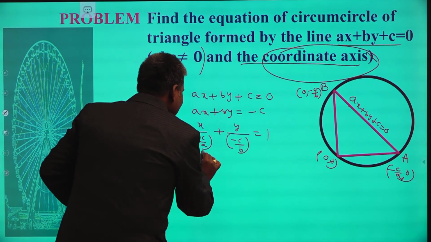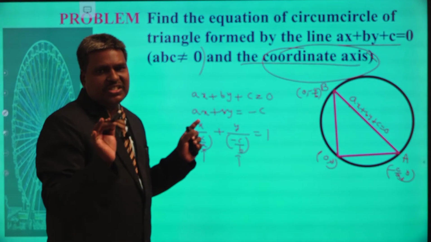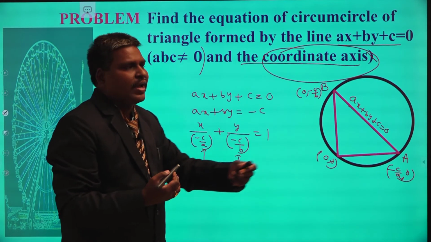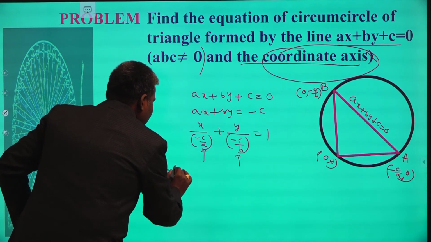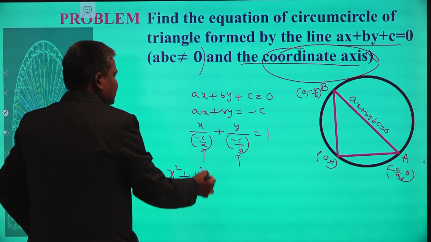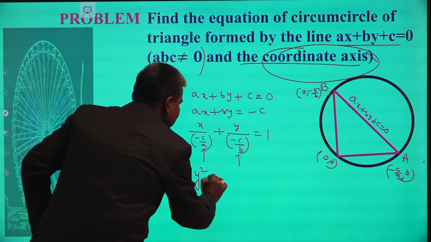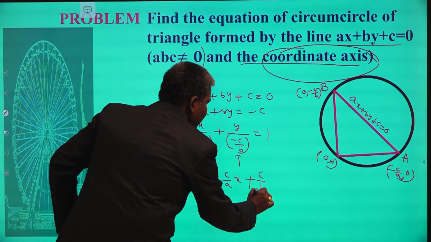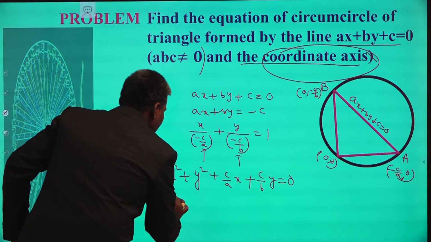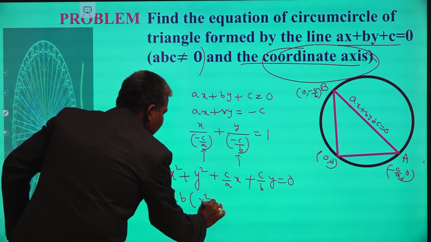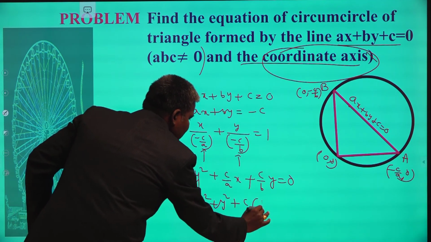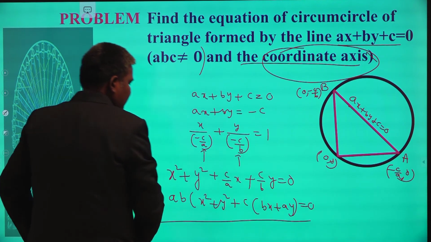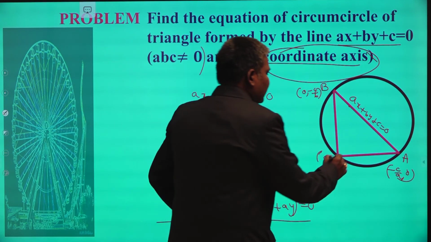So once you know the x-intercept and y-intercept, can you write the equation of the circle immediately or not? What is that? X square plus y square minus ax minus by is equal to 0. That is x square plus y square minus a x, this is the x-intercept, minus of this, minus minus plus c by a x, minus into minus plus c by b y is equal to 0. Ab into x square plus y square plus c times of bx plus ay is equal to 0. That's it.